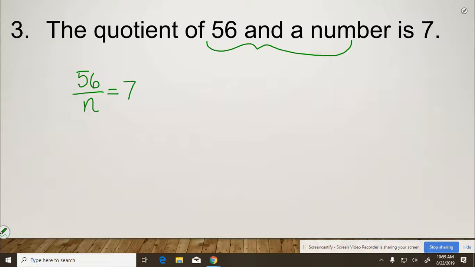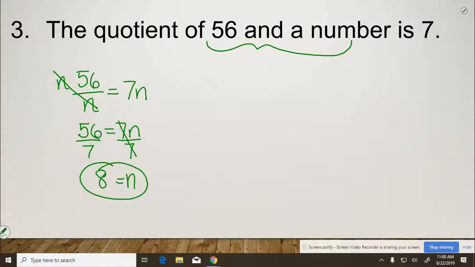All right, so if you recall from yesterday, we saw one like this. You have to remember what number you divide 56 by to get 7. So to show the math there, we do a couple different steps. Instead of dividing by n, I want to turn it into dividing by 7. So I'm going to multiply both sides by n, and I get 56 equals 7n. Then divide by 7, so n equals 8.